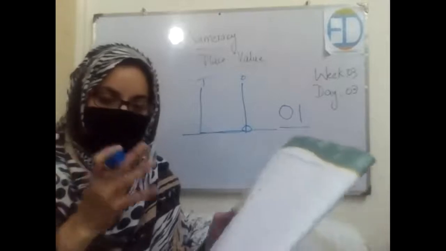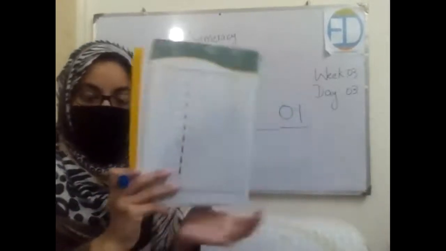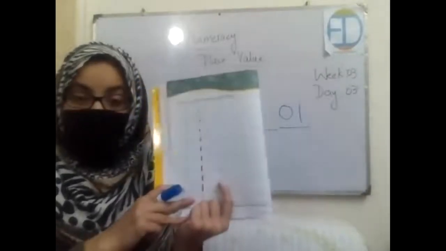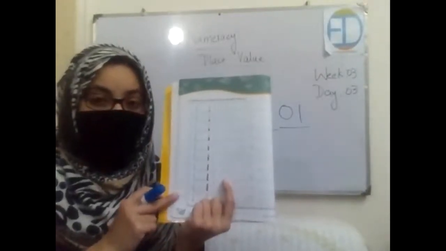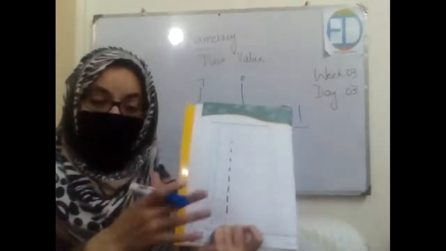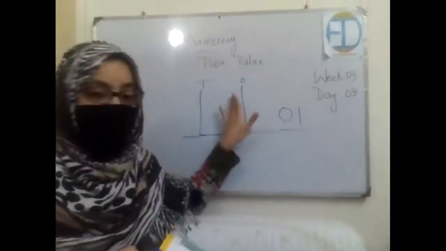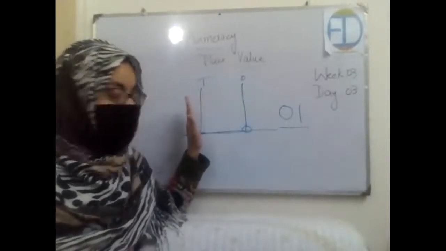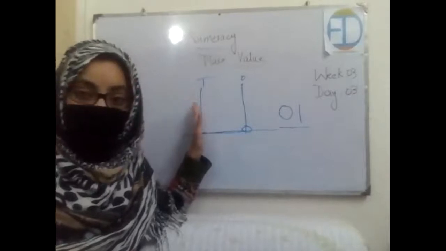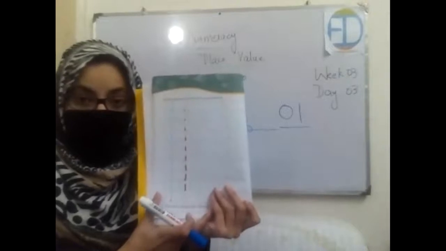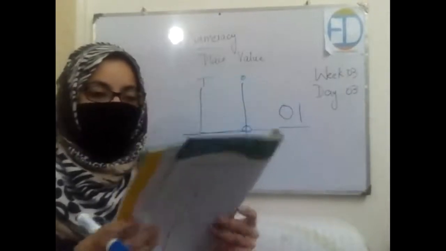Now look at the last abacus. In the last one, there are no beads in the ones column and there is only one bead in the tens column. So the answer is ten. Remember, I told you that we can add only 9 beads in the ones column, right? After that, we will start adding in the tens column, right? So here is the written example of that. Okay, now turn the page.